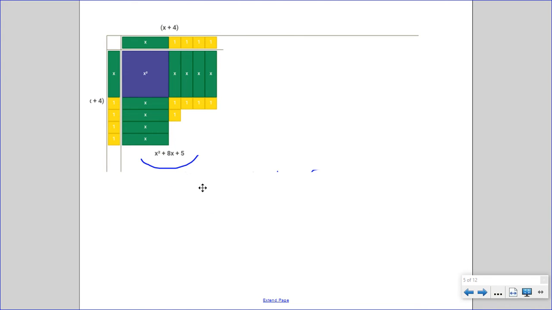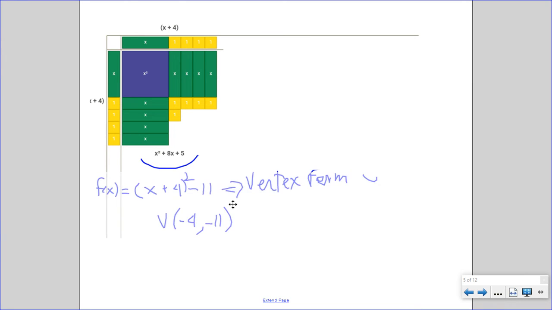Okay, one more example. I hope you're beginning to see the pattern. Of course, it is evident because we have the visual. I know I have x plus 4 squared. That's the binomial I'm looking for. In this case, x plus 4 squared would produce 16 here, but I don't have 16. I have only 5. Well, that means that I would have to have subtracted 11 units from my perfect trinomial. So my vertex form would become f of x equals x plus 4 squared minus 11, removing the 16 from before, vertex at negative 4 and negative 11.